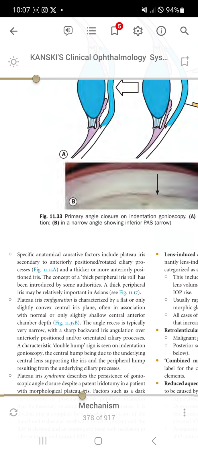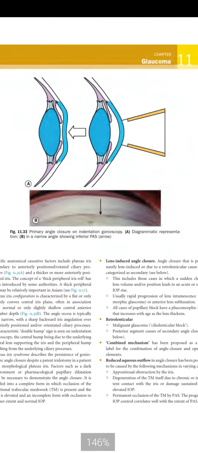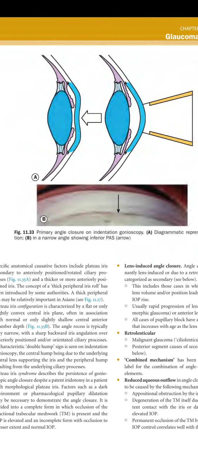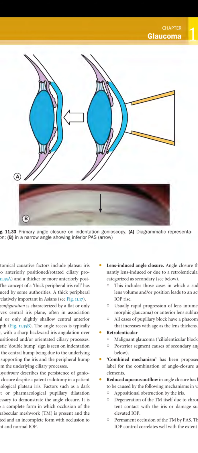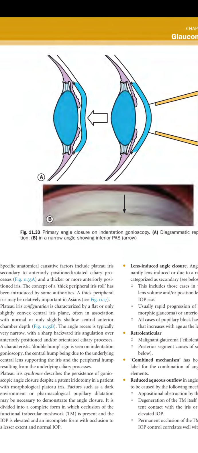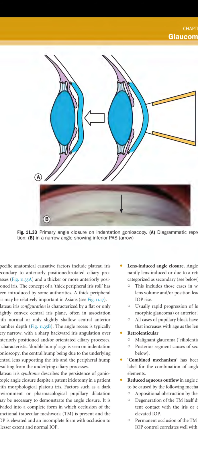So you can see figure 13.35, which shows primary angle closure on indentation gonioscopy. A diagrammatic representation in a narrow angle showing inferior pass.